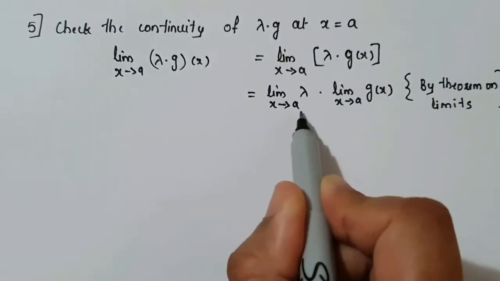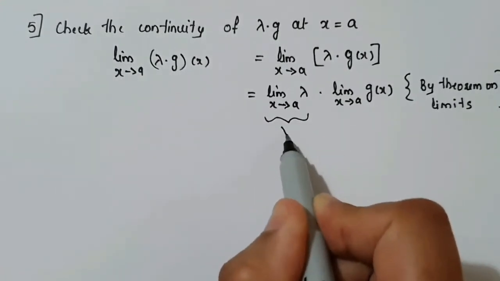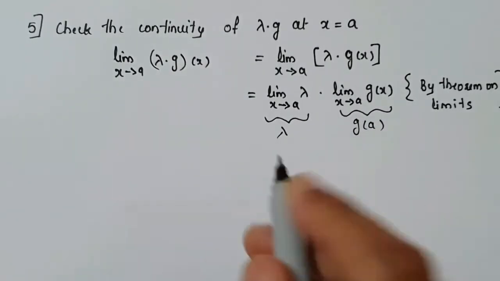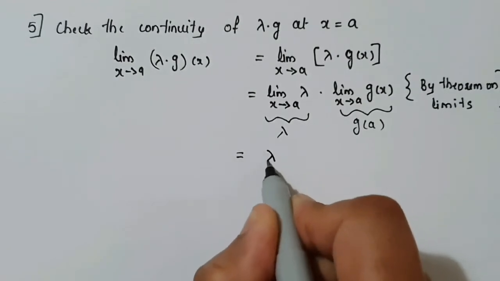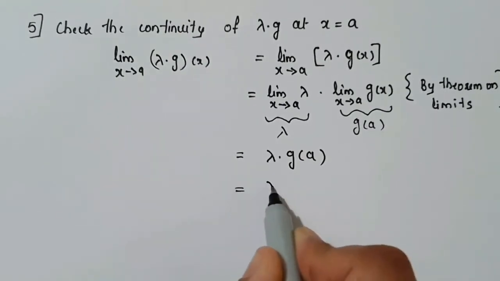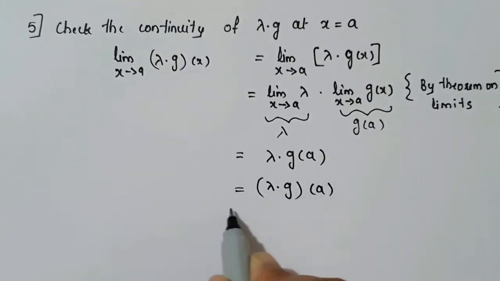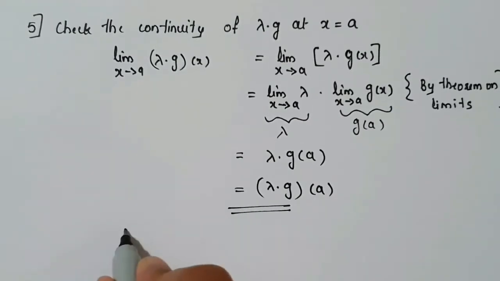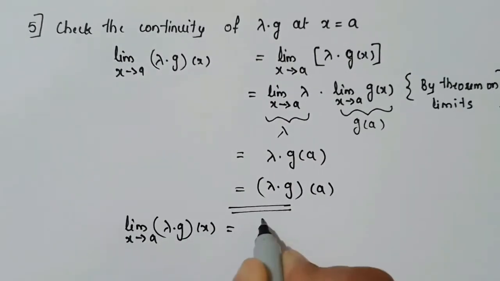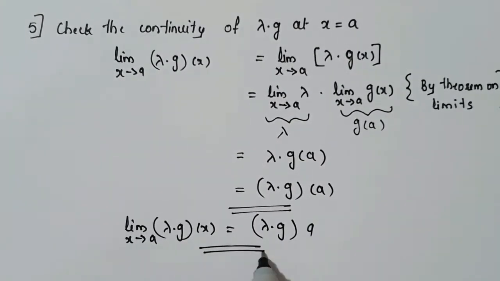By the constant rule, the limit of a constant is a constant, that is lambda, and here limit x tends to a g of x is g of a. So this is equal to lambda dot g of a, or this can be written as (lambda dot g) of a. Therefore, limit x tends to a lambda dot g of x is equal to (lambda dot g) of a. That is, the limit of the function is equal to the value of the function. Hence, we prove that lambda dot g is a continuous function at x is equal to a.